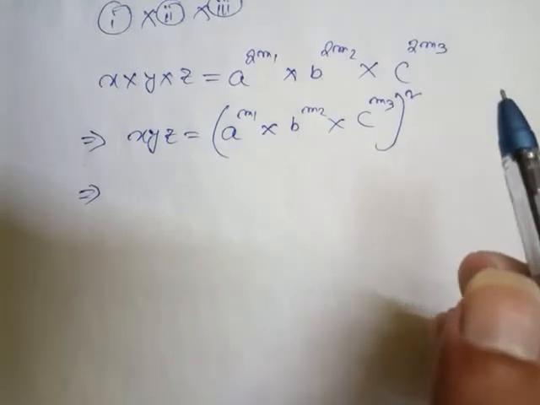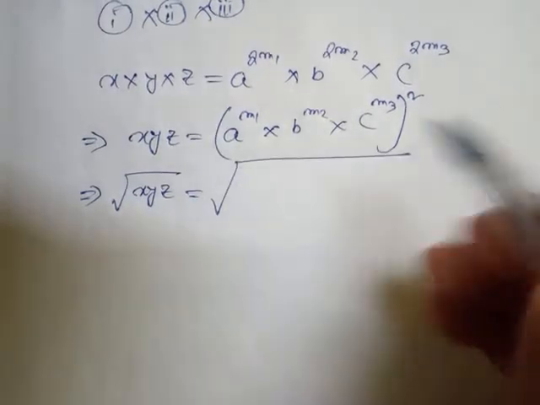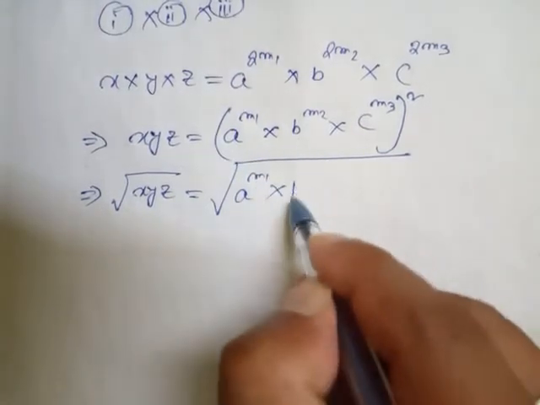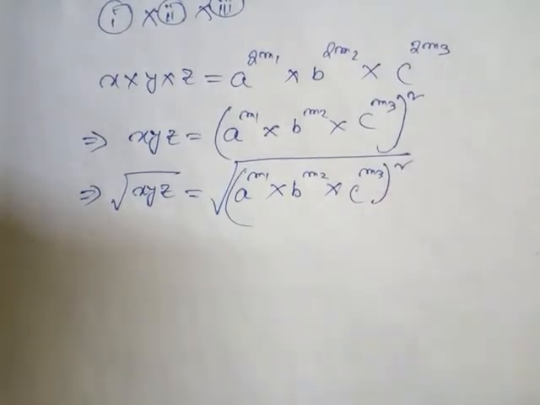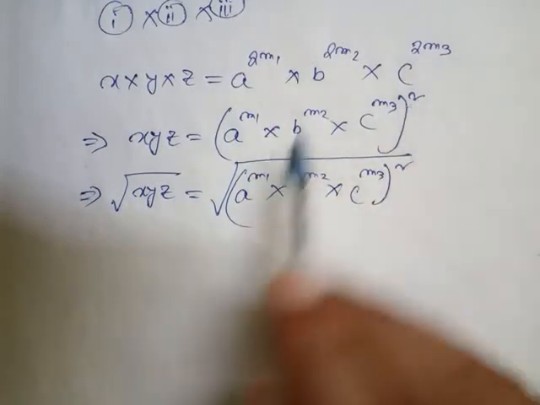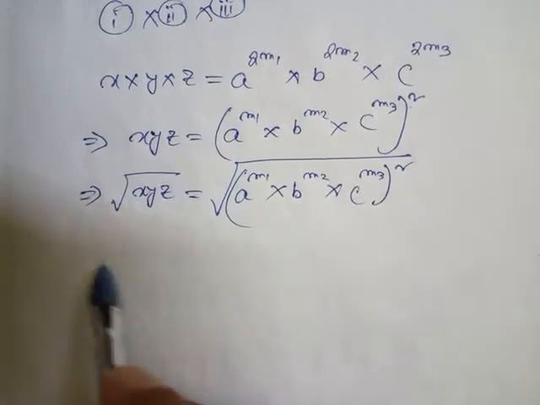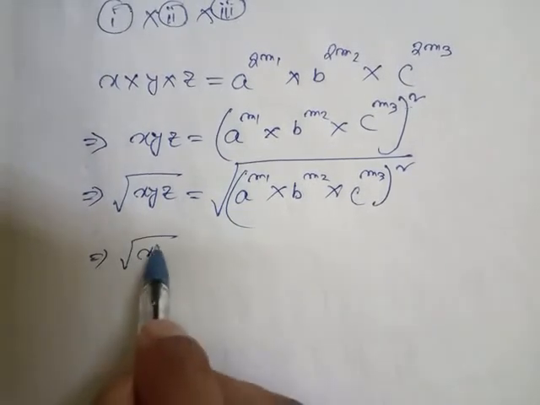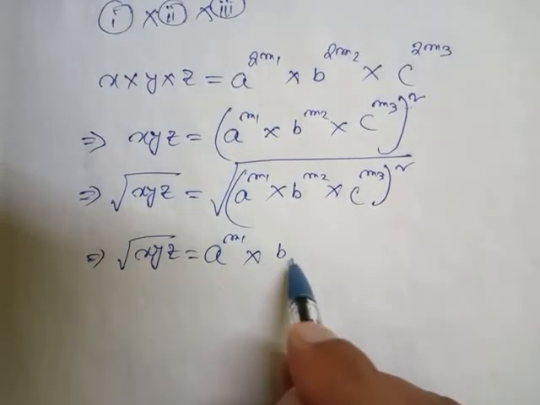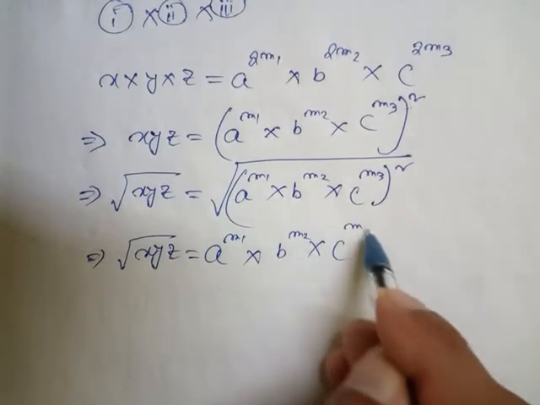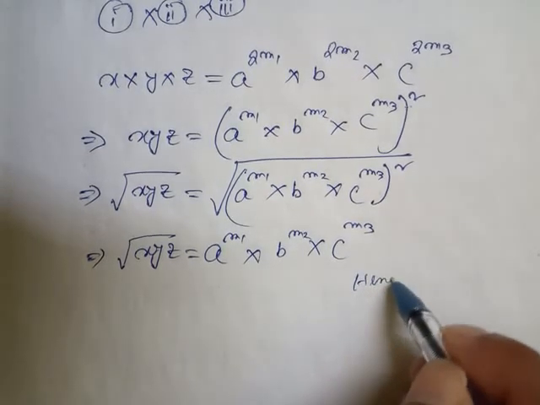Now look, I will just take the root over on both sides. Then what will happen if I take root over on both sides? xyz will be here, and there is a to the power m1 into b to the power m2 into c to the power m3 whole square. There is already a square. Now I am just taking square root on both sides, so square and root cancel. So here the answer will be root over xyz equals a to the power m1 into b to the power m2 into c to the power m3. This is the proof. So last line we write here, hence proved.